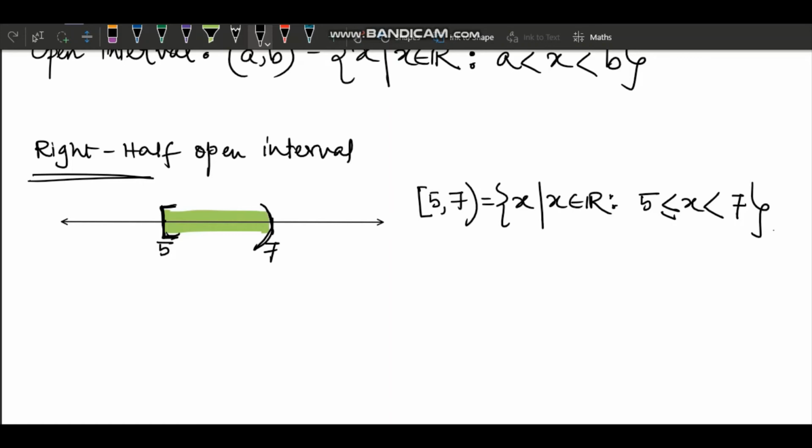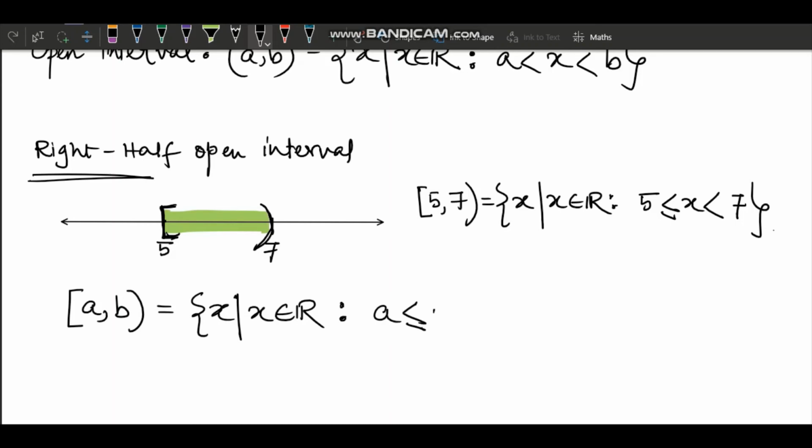So we can generalize this and write it as follows: closed at a and open at b means the subset of the set of real numbers, that is x, such that x is a real number, and obviously x is greater than or equal to a but it is less than b. That means b is not included, a is included. X is greater than a, it can be equal to a also, but it is always less than b.